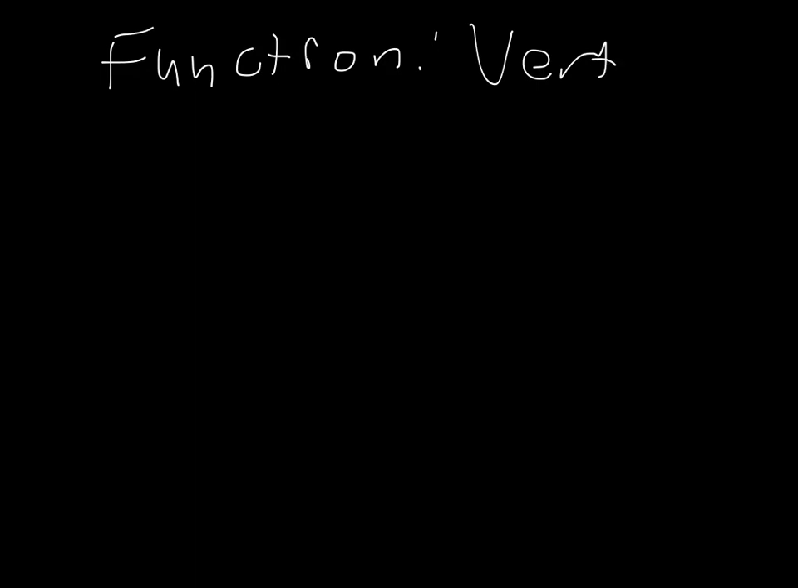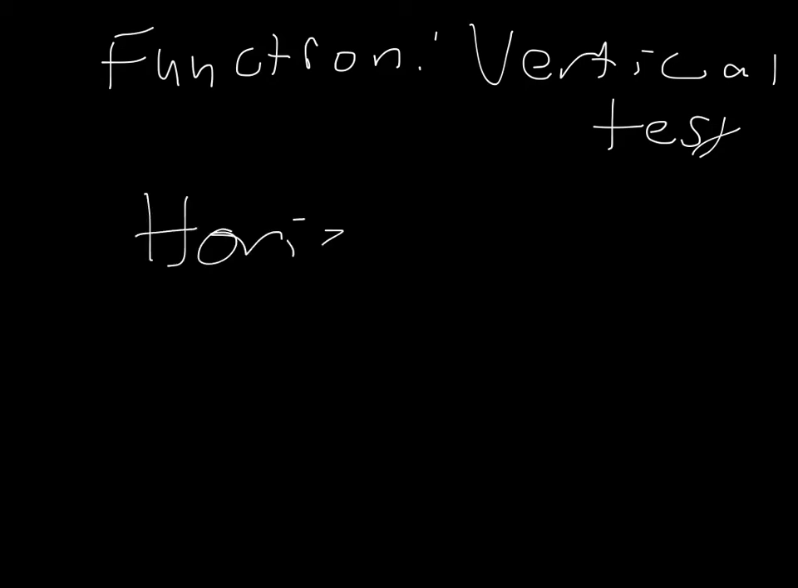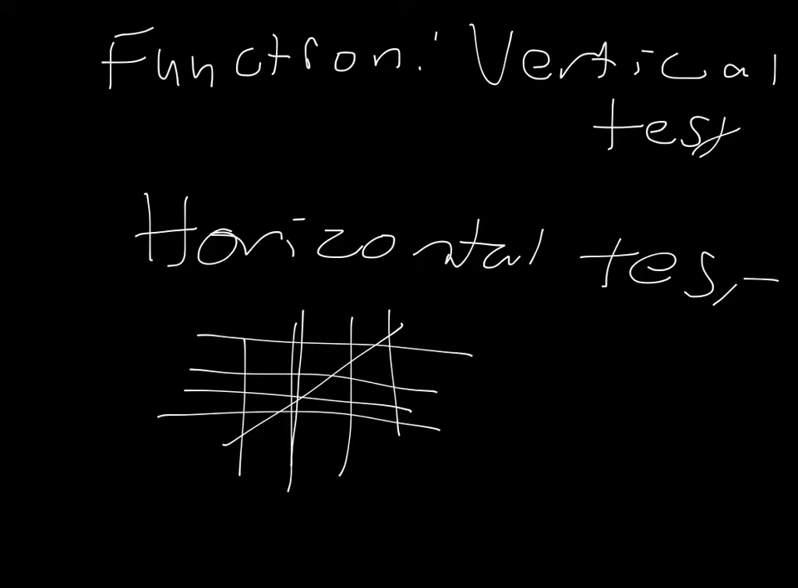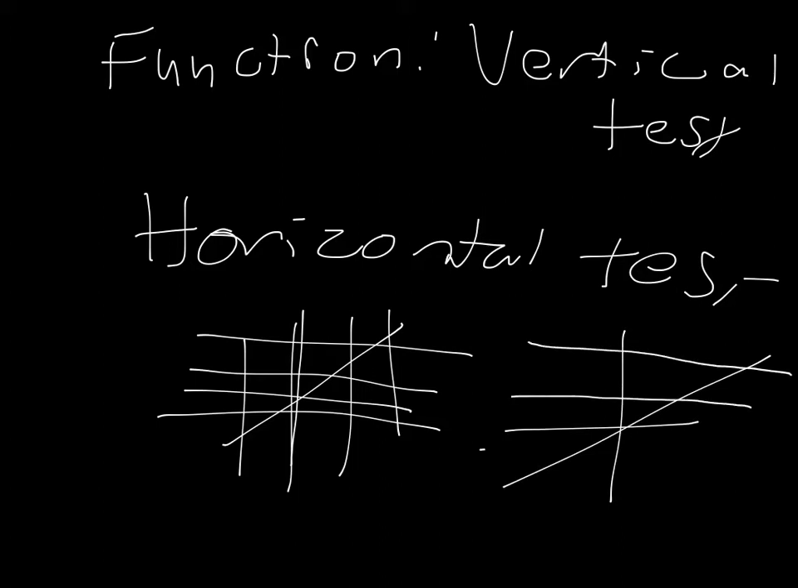Just as for a function, we use the vertical line test, for a one-to-one function, we can use the horizontal line test. What this does is check for one-to-one. Let's say you have a line. It passed the vertical line test, so it is a function. It passed the horizontal line test. At each point along here, a horizontal line at any point is only going to touch one point on the line. So that is both a function and a one-to-one function.